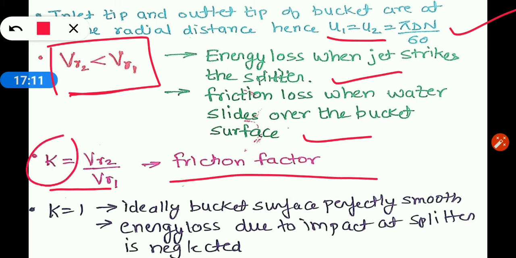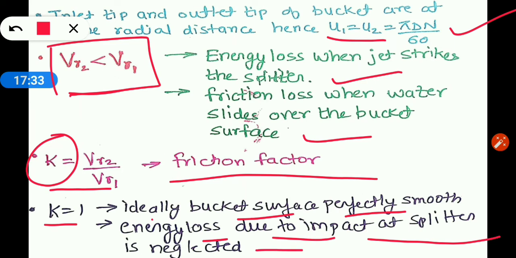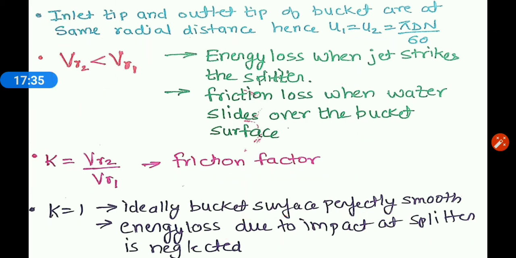So what is K? K is known as the friction factor, which is the ratio of the relative velocity at exit to the relative velocity at entrance. Now K is 1 only when the bucket surface is perfectly smooth, and second, the energy loss due to the impact at the splitter is neglected. So this was about the friction factor.